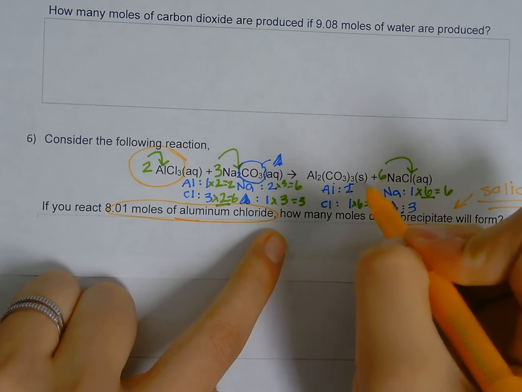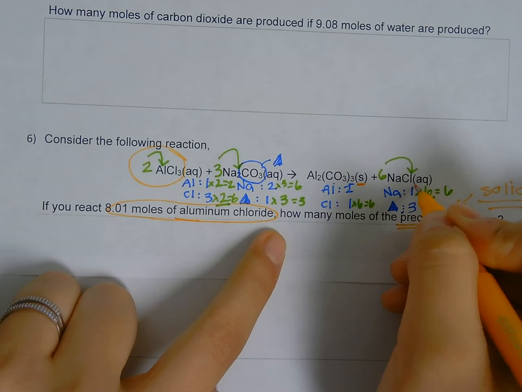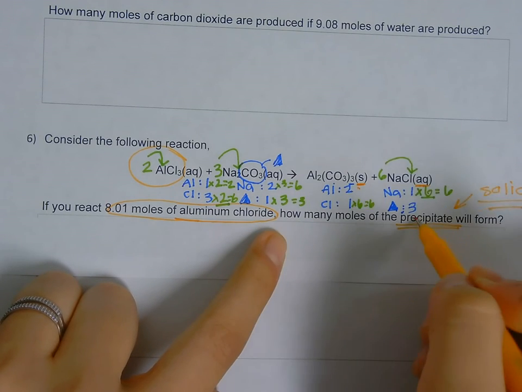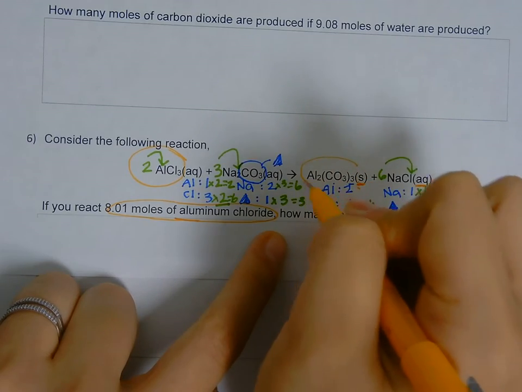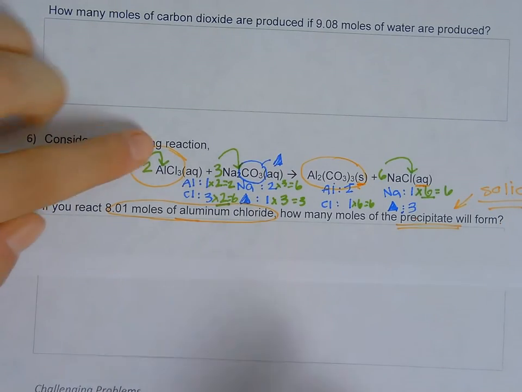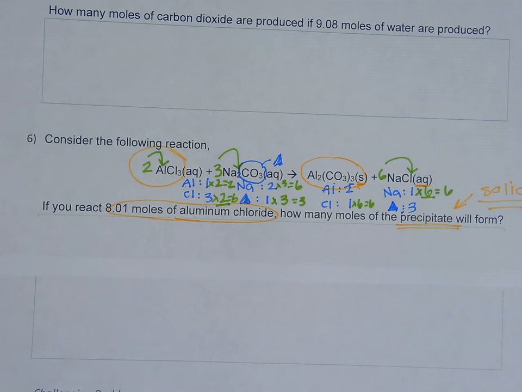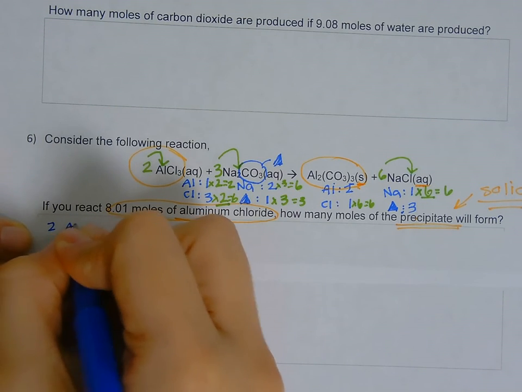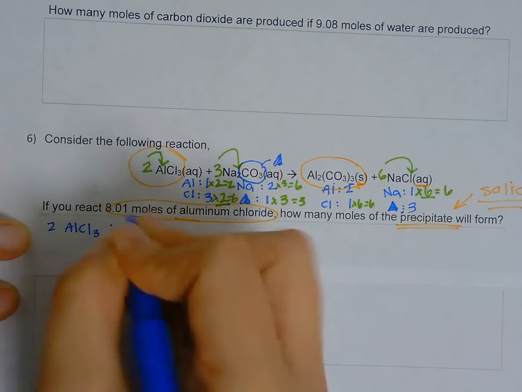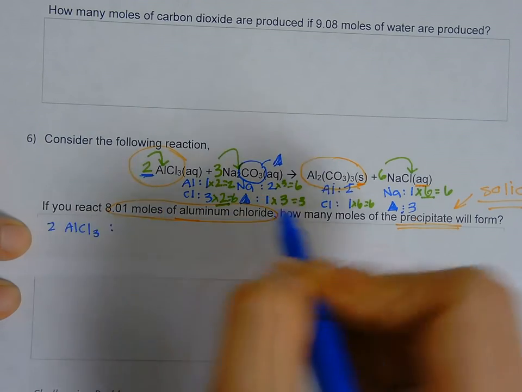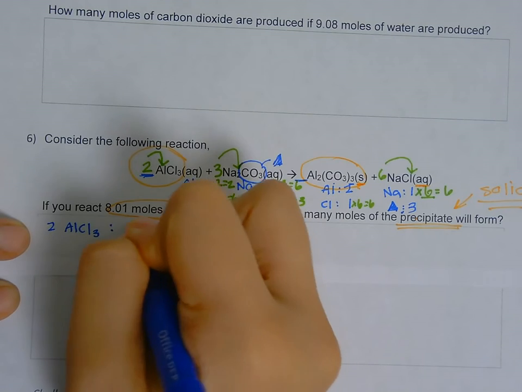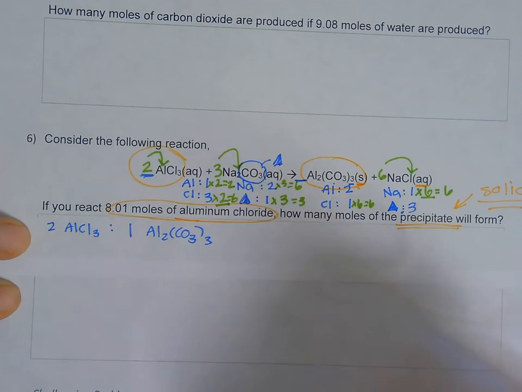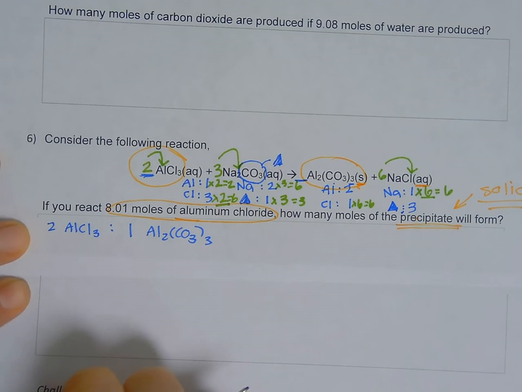I can look at the states of matter on my products. I have an aqueous one, and I have a solid one. So my precipitate is the solid, so they're asking about this one. So they're asking me to compare these two things. I already know that the ratios are 2 AlCl3 for every 1 Al2(CO3)3. 2 to 1, that's my ratio.